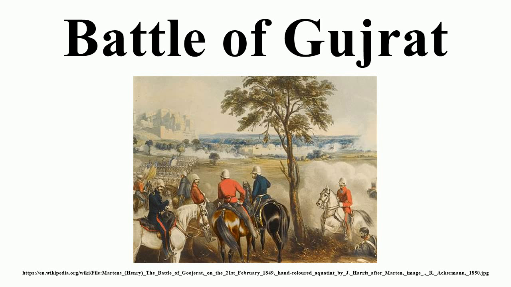After it capitulated a few days later, the Punjab was annexed to the East India Company's territories and Duleep Singh was deposed. Outbreak and course of the war.